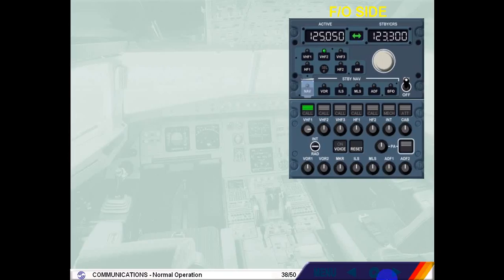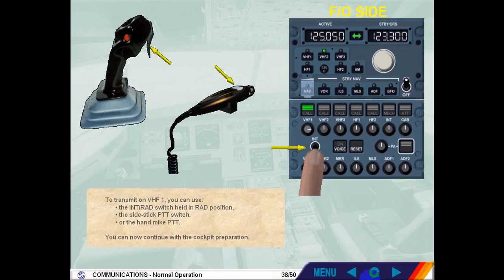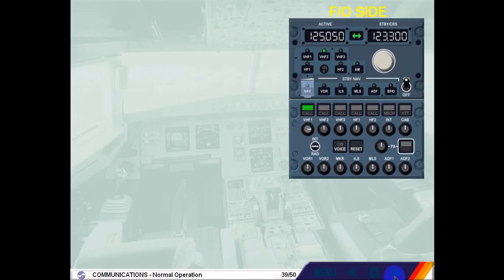To transmit on VHF1, you can use the INT radio switch held in radio position, the side stick PTT switch, or the hand mic PTT. You can now continue with the cockpit preparation. So that the intercom is always available, the interphone reception knob should be released out and volume adjusted. We have done this for you.